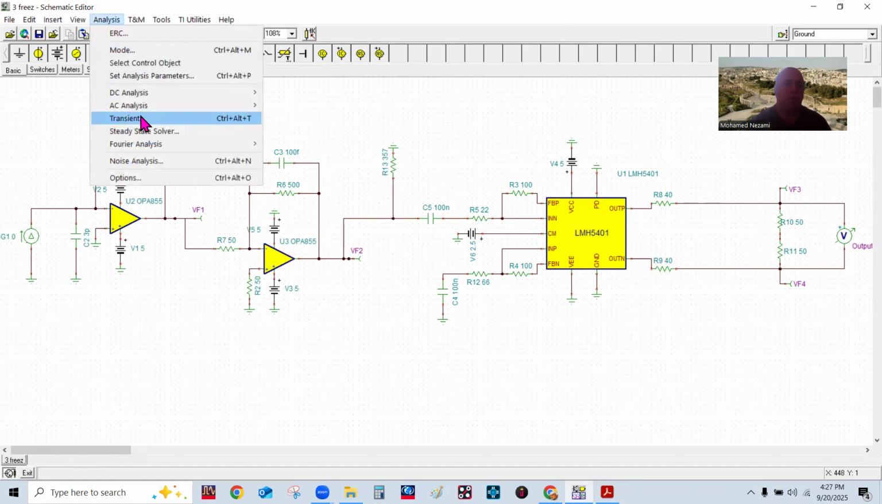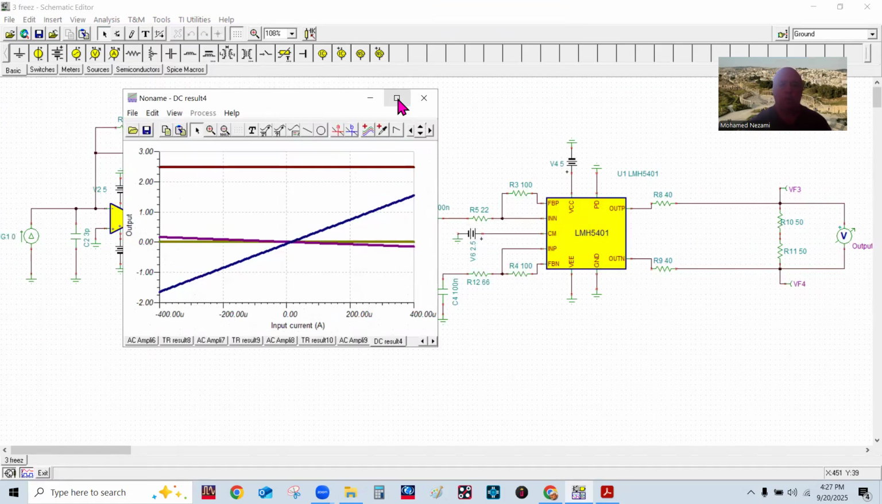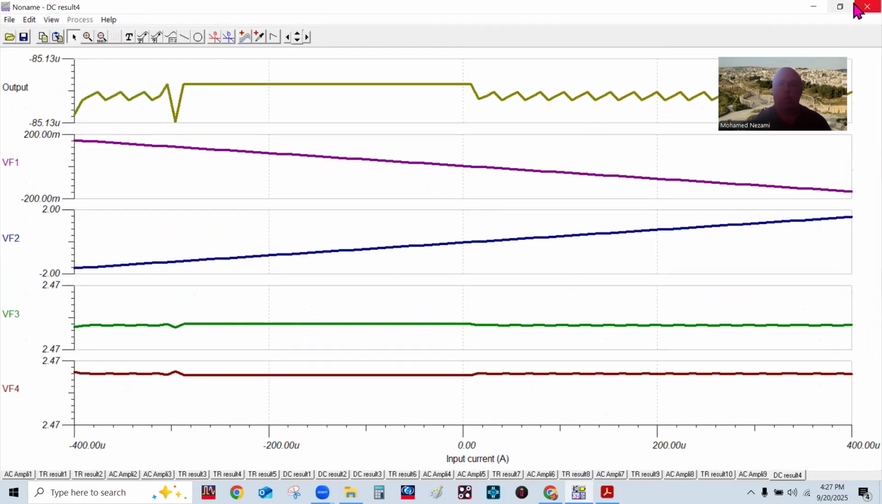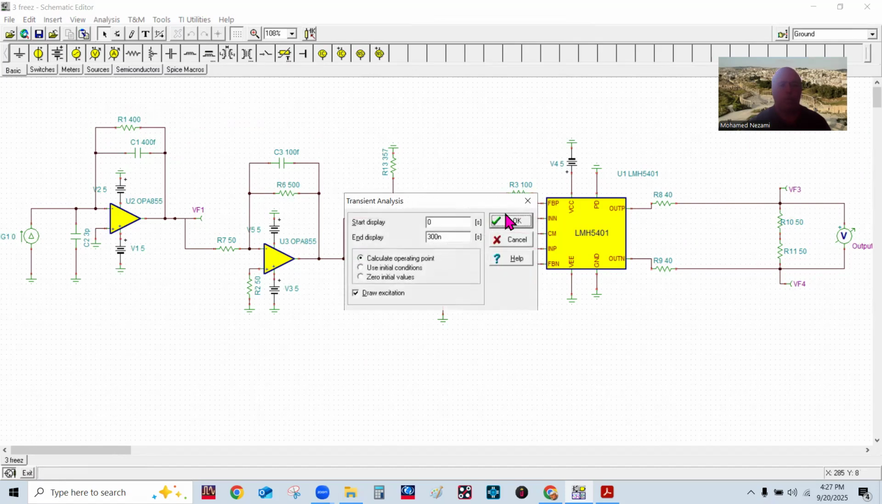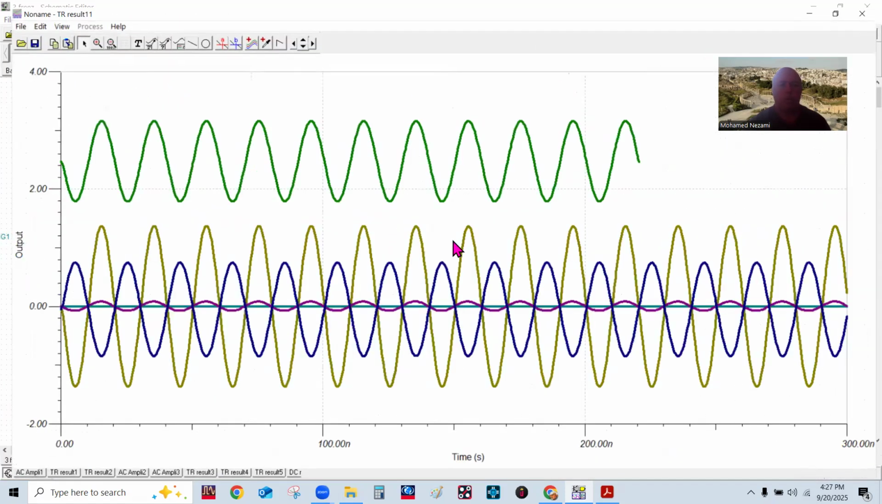So let's look at the DC characteristic. Oh, it doesn't mean anything because I'm really AC coupled in this case, so that doesn't mean anything. Okay, so let's look at the transients. All right, so this is nicely how it is.